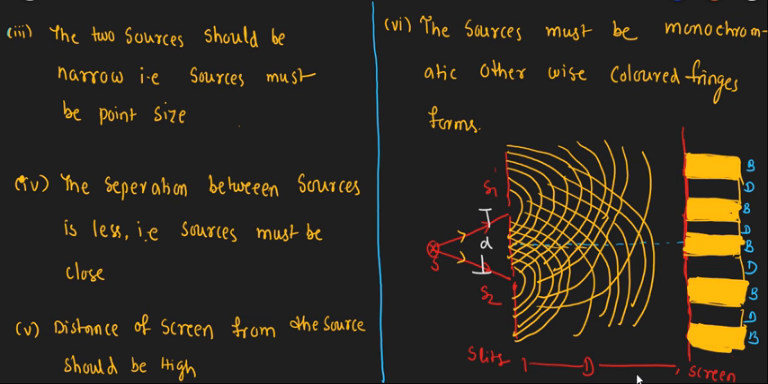The sixth point is that the sources must be monochromatic. Monochromatic means single color, that is, single frequency, single wavelength. Otherwise, if you take white light, then you will observe color fringes.